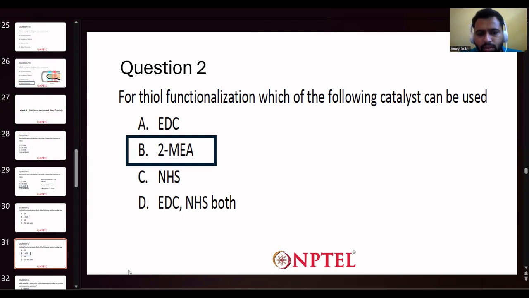To cause the attachment between the nanoparticles and the antibody, we need some kind of attraction between the two. What we do is functionalize the nanoparticle surface with amide groups so that there is an NH bonding between the particle and the antibodies, and then they'll be conjugated. Then they'll be attached together, and they can be used for labeling. For that, we use thiol functionalization, and for thiol functionalization, 2-MEA is the catalyst used.